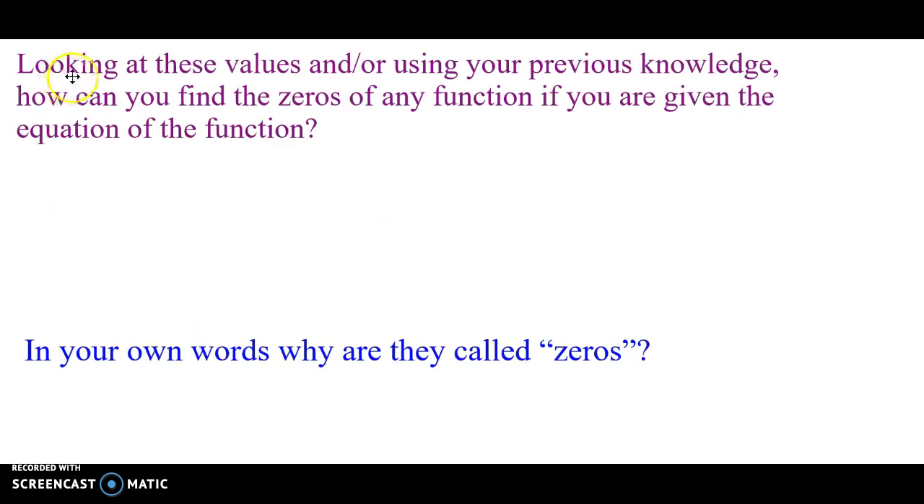So just looking at the examples above and using your previous knowledge, I would guess that you have some ideas. How can you find the zeros of any function if you are given the equation? So in other words, we were given the zeros in the problems above. How are those solved for? In your own words, why are these called zeros? Why do we choose that word? So go ahead, put me on pause, and I'd like you to respond to those.